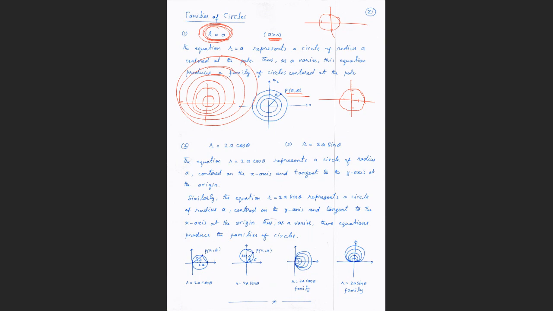Now there is the second part: r is equal to 2a cosine of theta and r is equal to 2a sine of theta. Then you also have circles, but what are the types of circles we have? For r is equal to 2a, there is a condition. a is the radius, okay? And for cosine of theta, the x-axis is the center and the circle is tangent to the y-axis.